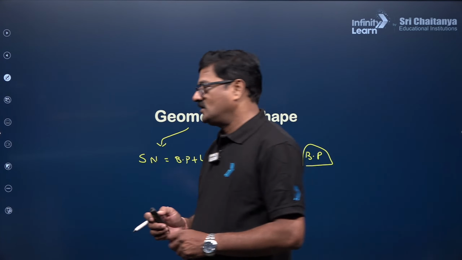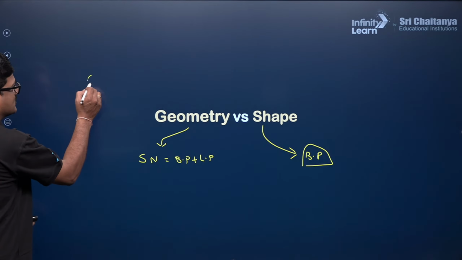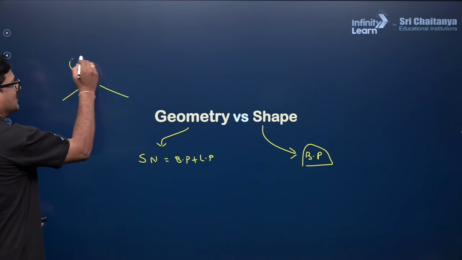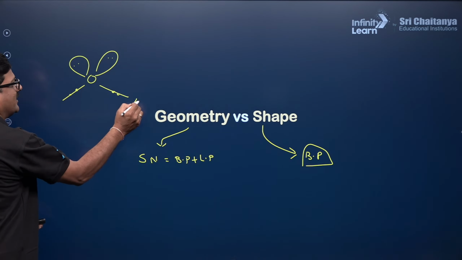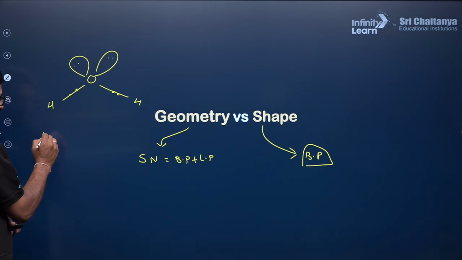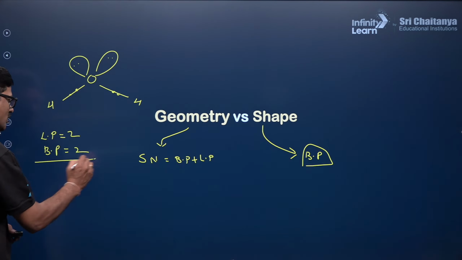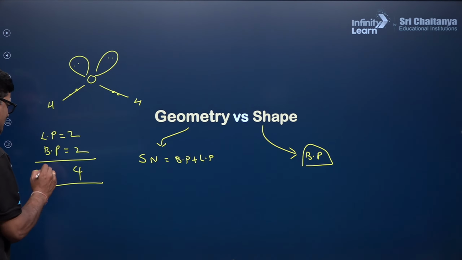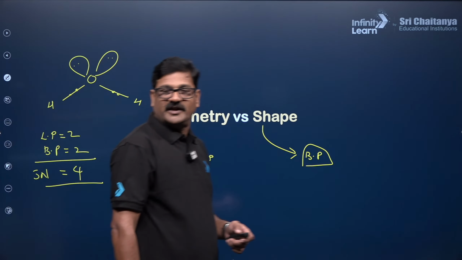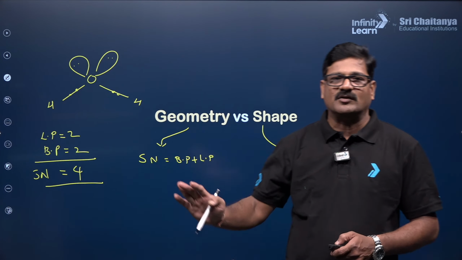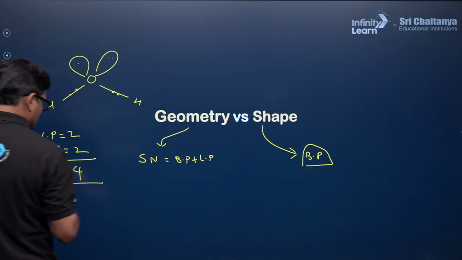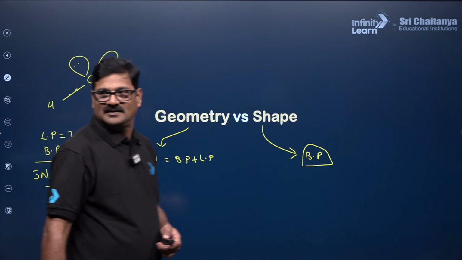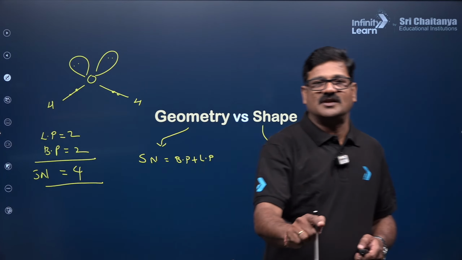Say, as an example, take the water molecule. Oxygen has 2 lone pairs and 2 bond pairs with hydrogen. So lone pairs are 2 and bond pairs are 2. Total is going to be 4. Steric number is going to be 4. जब steric number 4 होगा तो tetrahedral geometry होगा. And the shape is going to be given by the bond pairs, so it is going to be a bent or V shape. Based on that you have to say.